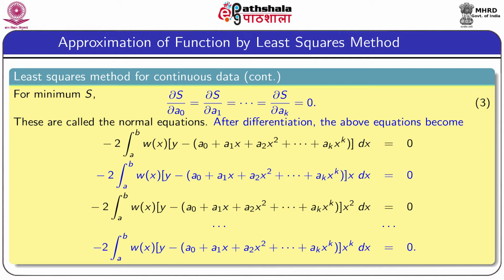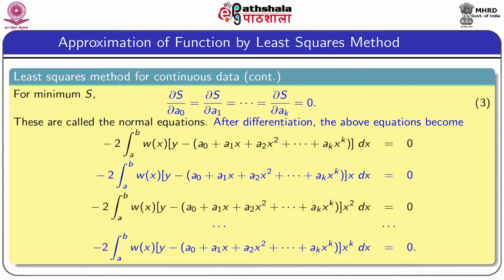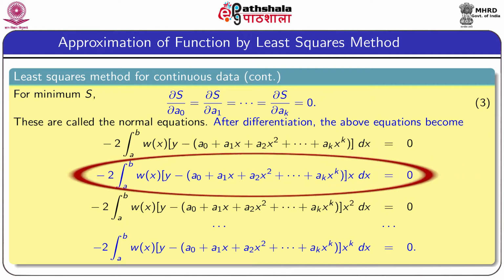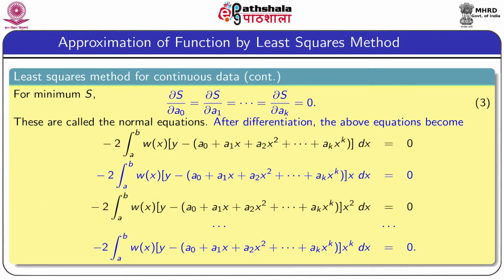After differentiation, the above equations become minus 2 integration a to b w(x) into (y minus (a0 plus a1x plus a2x square plus dot dot dot plus akx to the power k)) dx equal to 0. This is the first normal equation obtained from del S del a0 equal to 0. The second normal equation obtained from del S del a1 equal to 0 is minus 2 integration a to b w(x) into (y minus (a0 plus a1x plus a2x square plus dot dot dot plus akx to the power k)) into x dx equal to 0.